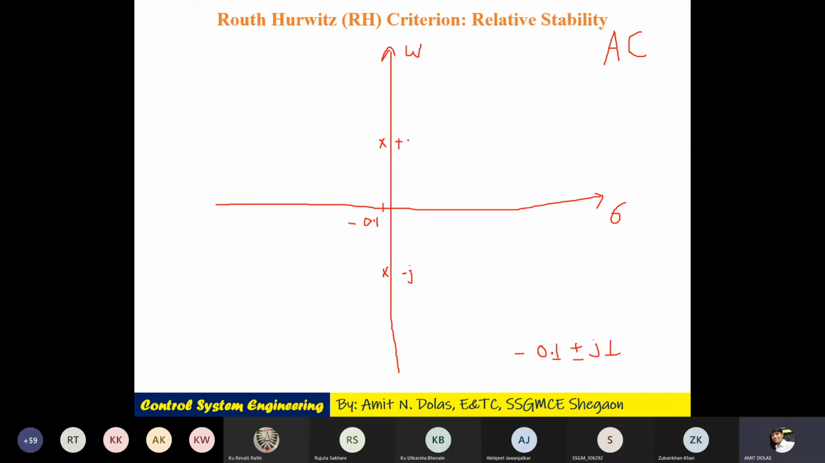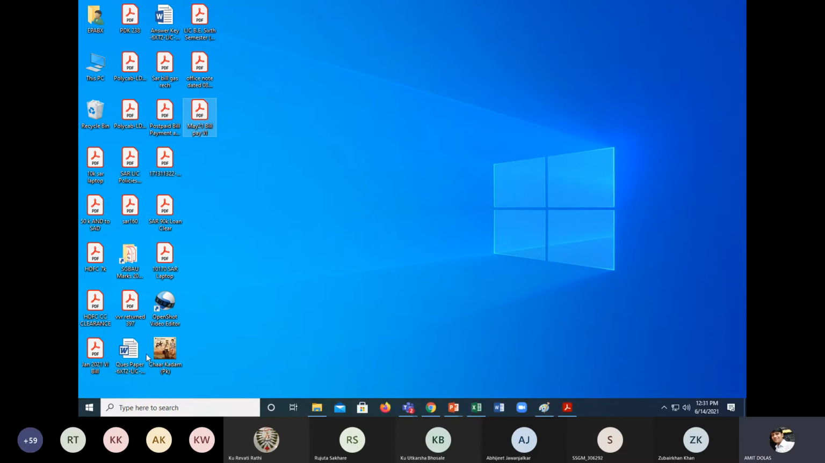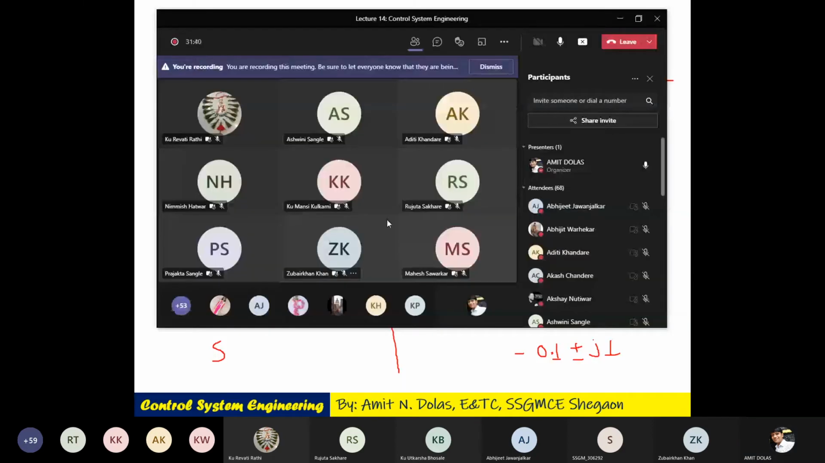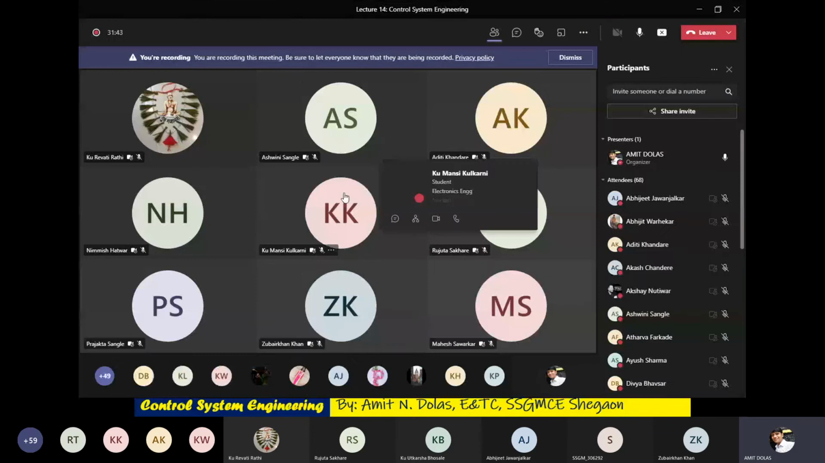Before going further, I'd like to ask a question: whether this air conditioner is stable or not. Is it stable? I have put the roots in front of you, and I have the S-plane graph also in front of you. I need an answer from your side quickly. Am I audible to you? Hello? Am I audible to you people?